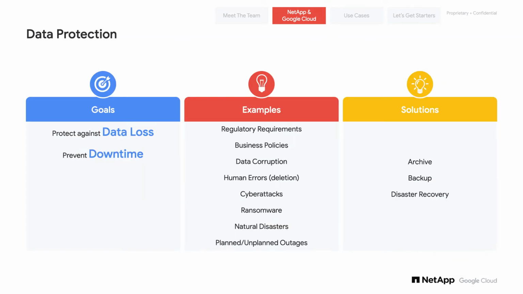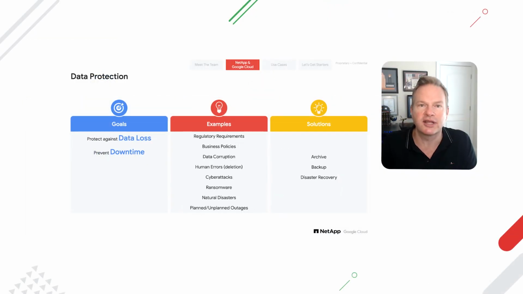So let's talk about data protection and some of the goals that you might have. First, you want to protect against data loss. Data is the lifeblood of an organization. You need to have multiple copies of that. You need to protect it from threats inside and out. And second, you want to prevent downtime of your organization so that you can continue your transactions, so your customers can get access to their data, and so that your organization can operate.